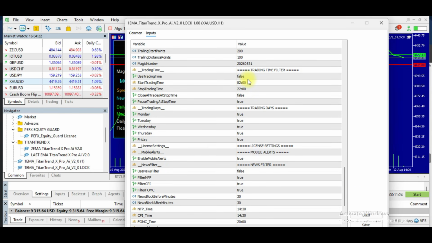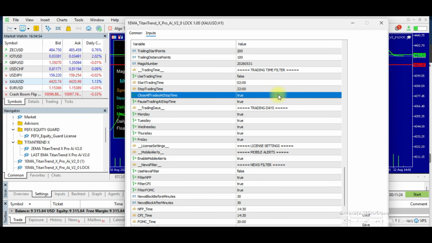So now if you know how to use time filter, use trading time. You can come here and say you want to trade for London session and New York session. You understand? You can set the time here. This is the closing time, and this is the resuming time, and this is the closing time. Okay, and once you set this time, you can as well tell the robot to close all trades at stop time. Once the time is stopping and there's an open trade, once you put this one true, the robot will close every open trade at the stop time.